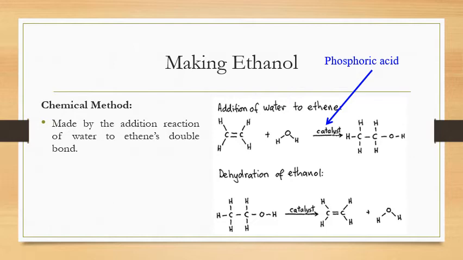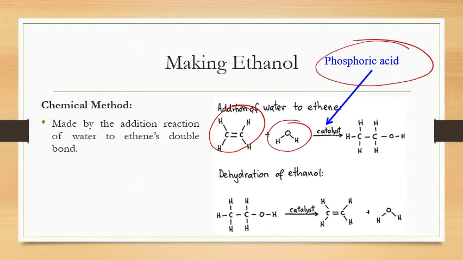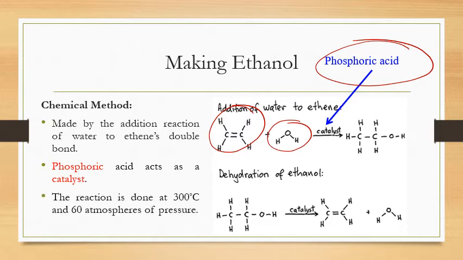You've basically got ethene coming along, reacting with water with a phosphoric acid catalyst, so in small amounts. It acts as the catalyst, speeds up the reaction because the reaction actually requires quite forcing conditions. It's done at 300 degrees Celsius and at 60 atmospheres of pressure. So quite high pressure, quite high temperature.